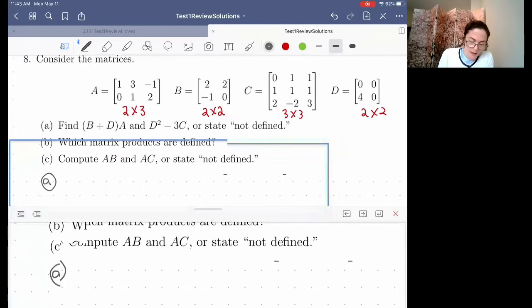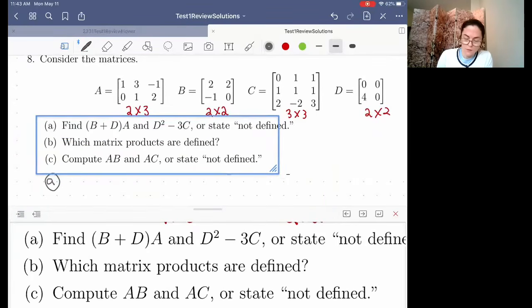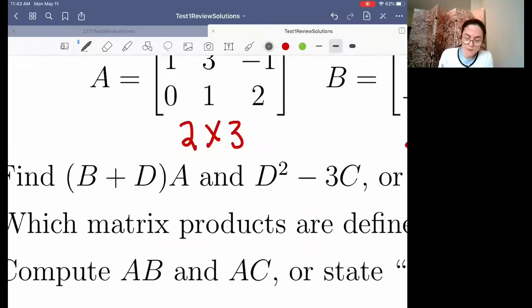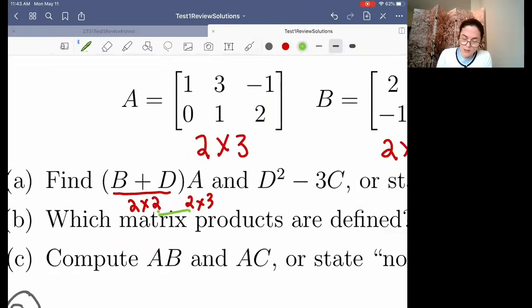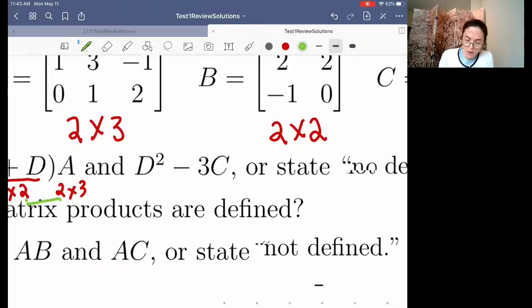Why? So let me write underneath. Oh, well, maybe I'll just zoom in here. B plus D, once we add this, will be 2 by 2. A is 2 by 3. And you see these 2 match, so we can make this product. Let's do the same over here, just thinking about size. D is 2 by 2. You can certainly take D squared. It will be 2 by 2. So this will be 2 by 2.